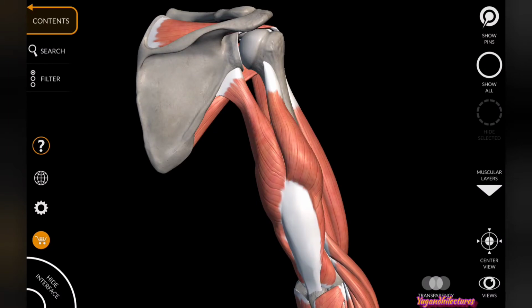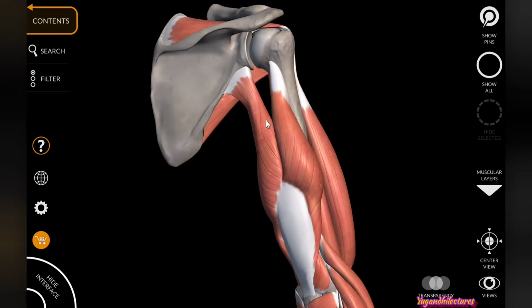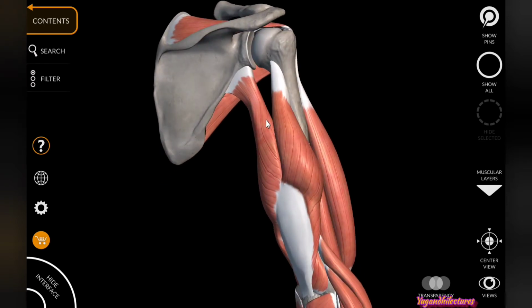In this video, we are going to see about the origin, insertion, nerve supply and blood supply of the triceps brachii muscle. First of all, let us see about the origin of triceps brachii muscle. It arises by three heads: the long head, the lateral head and the medial head. Let us take a look at the origin of the long head of triceps brachii first.